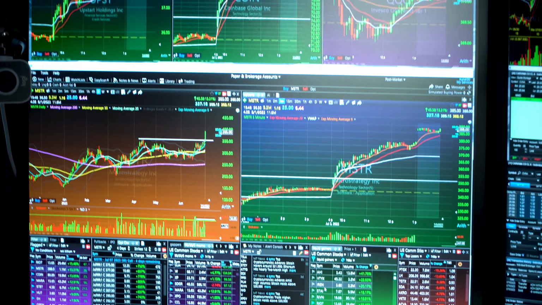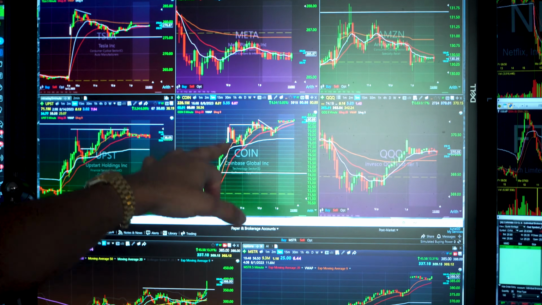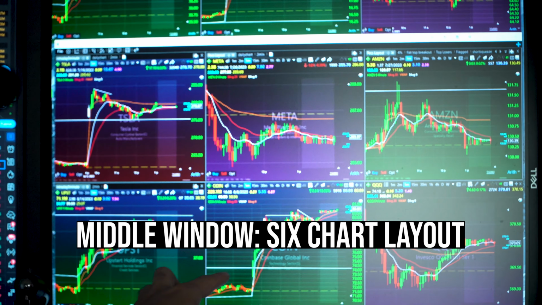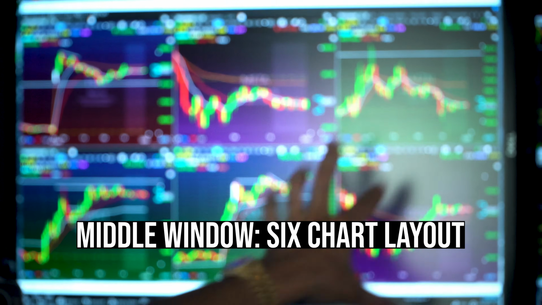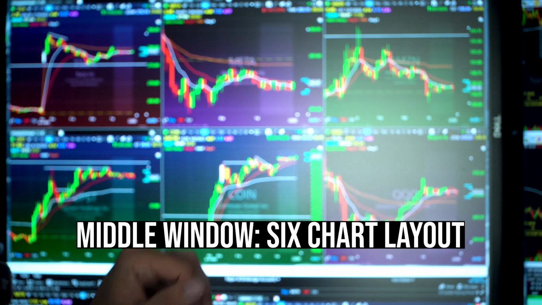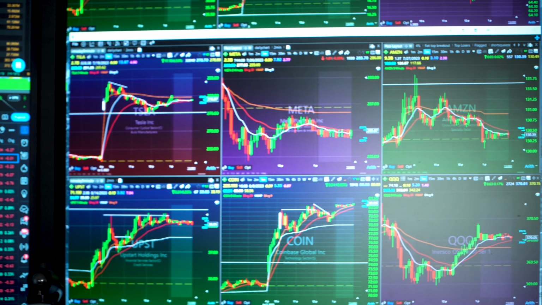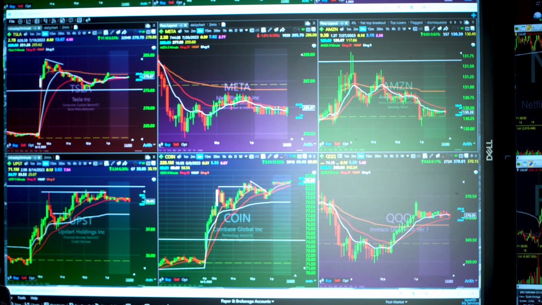On the second two, these are 2 different layouts. In this main one, this is what I pipe into Zoom for my Discord room. It's got my favorite top 6 names, I should say top 5 names, and then a chart of the QQQ, which is my proxy of what's happening in the general market.